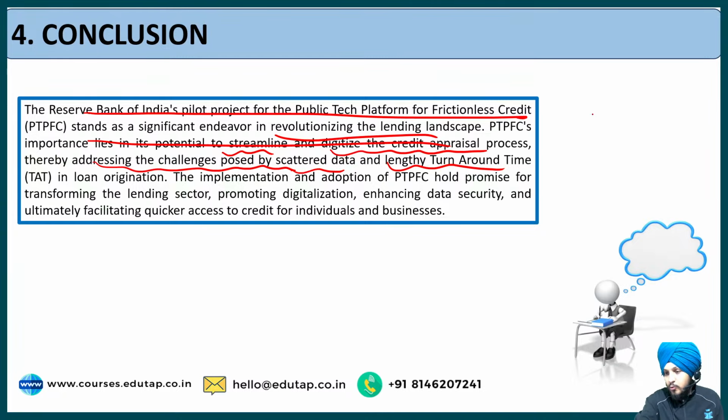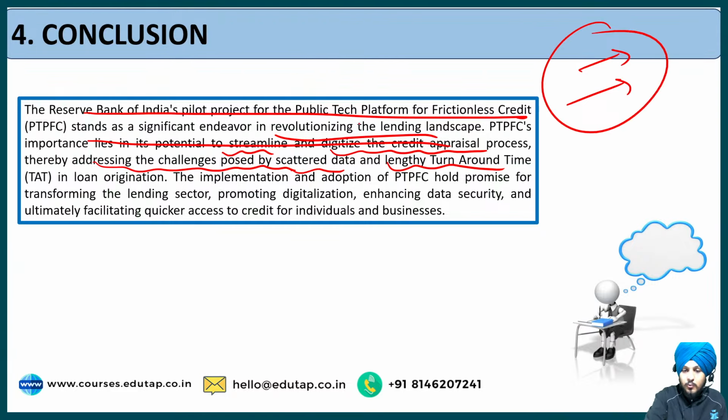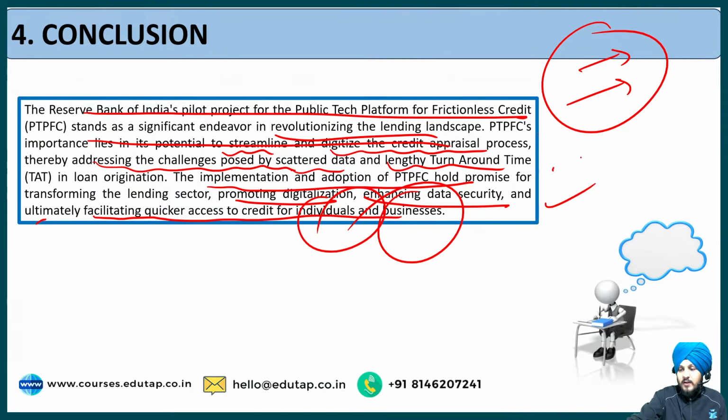I have already told you that since the bank has to go to multiple entities, it increases the turnaround time for the loan disbursal, so what does it do? It solves this problem. And what is the way forward? The implementation and adoption of PTPFC holds promise for transforming the lending sector, promoting digitization, enhancing data security, and ultimately facilitating quicker access to credit for individuals and the businesses. So this is how we can write the conclusion.